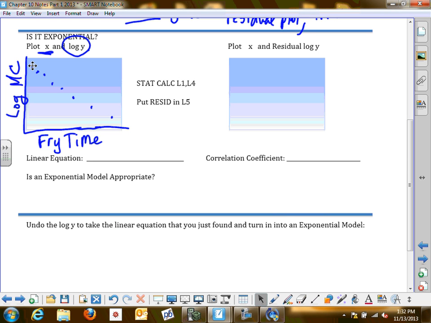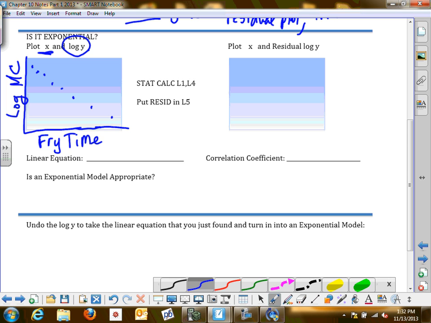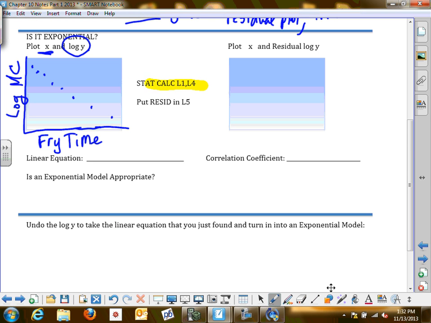Okay? All right, here comes the number one missed thing. You have to calculate a new line. Because I'm not talking about L1 and L2 anymore. We're talking about L1 and L4. So you have to do a new line. You need a new line that the calculator needs to have in its brain. So let's do that. Stat.